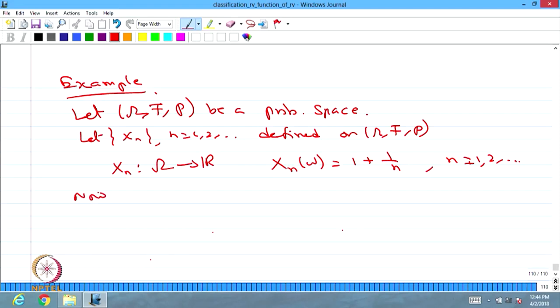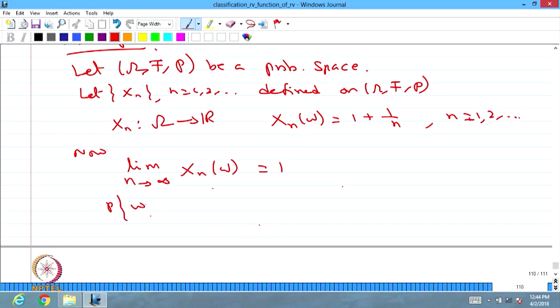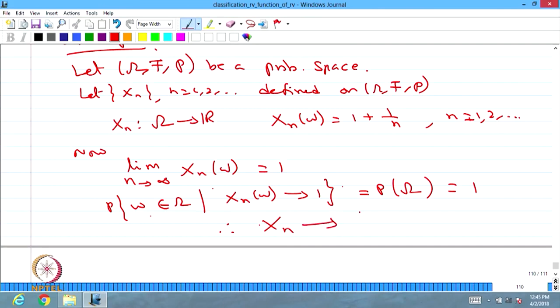Now, we will compute the limit as n tends to infinity of X_n of w, where w belongs to omega. That limit is going to be 1. That means, the set of all w's belonging to omega such that X_n of w tends to 1, you collect those possible outcomes and find the probability of that, which is nothing but P of omega. That is the same as 1. In that case, one can conclude X_n converges to 1 almost surely.